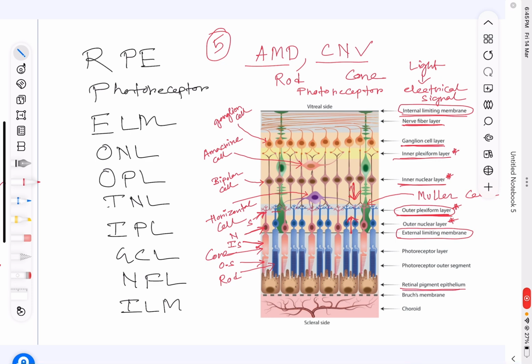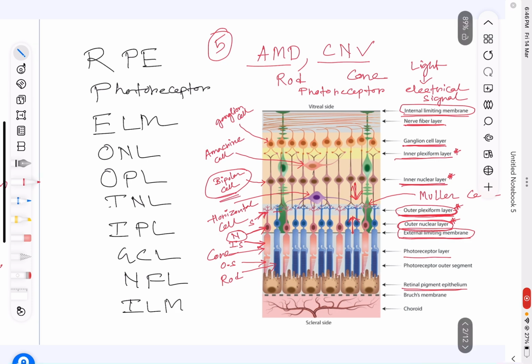What we see is the retinal pigment epithelium, the photoreceptor layer, and the external limiting membrane. Outside the external limiting membrane is the nuclear layer of the photoreceptors, called the outer nuclear layer. It has the nuclei of the photoreceptors. Then the outer plexiform layer has the synapses of the photoreceptors, which form synapses with the bipolar cell. The next important cell here is the bipolar cell, after the photoreceptors. So synapses with bipolar cells happen in the outer plexiform layer. Then the inner nuclear layer has the nucleus of the bipolar cell. After the inner nuclear layer is the inner plexiform layer, which is a synapse between the bipolar cell and the ganglion cell.